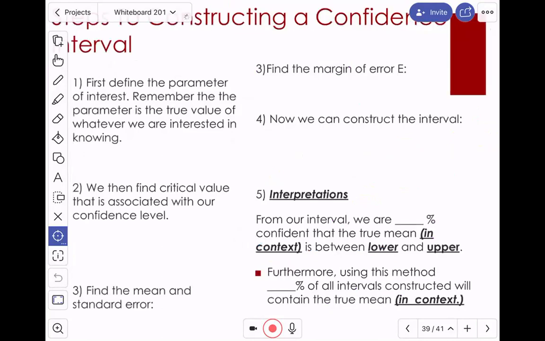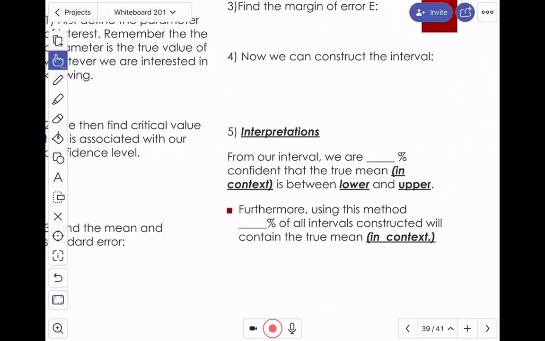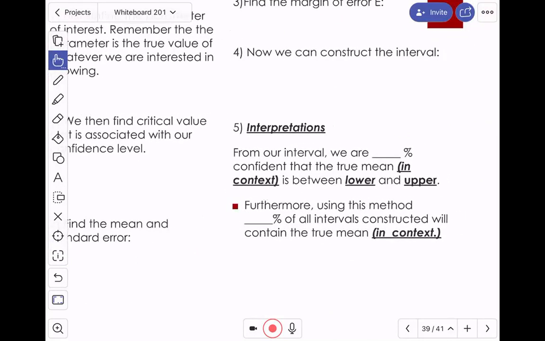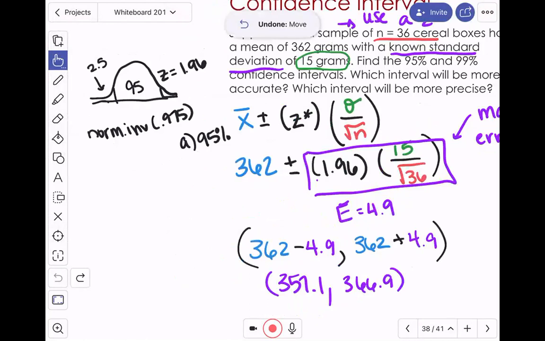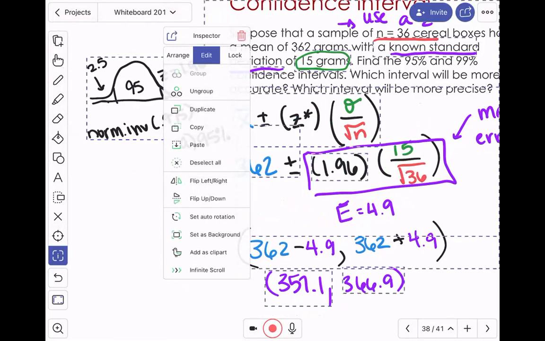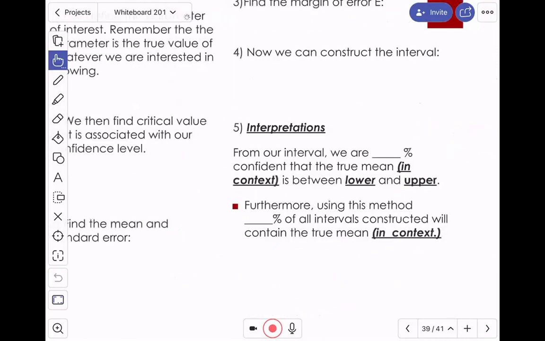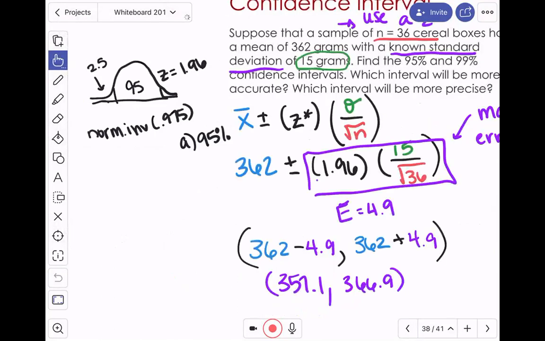So the actual interpretation is going to be read like this. We are, in this case, 95% confident that the true mean, and what are we talking about? Cereal boxes. Because we're talking about cereal boxes, I'm going to define the mean as the true mean weight of cereal boxes. So we are 95% confident that the true mean weight of cereal boxes is between our lower bound, 357.1, and our upper bound, 366.9. That is a general interpretation of how you say it.